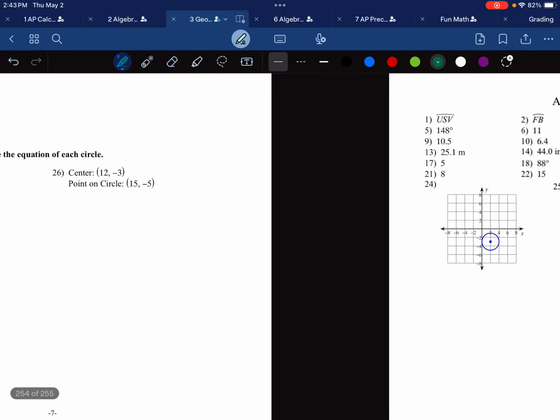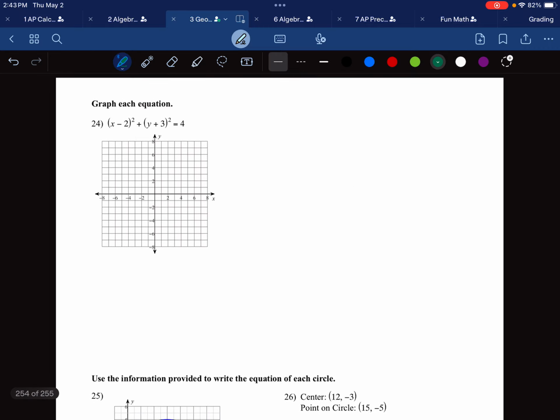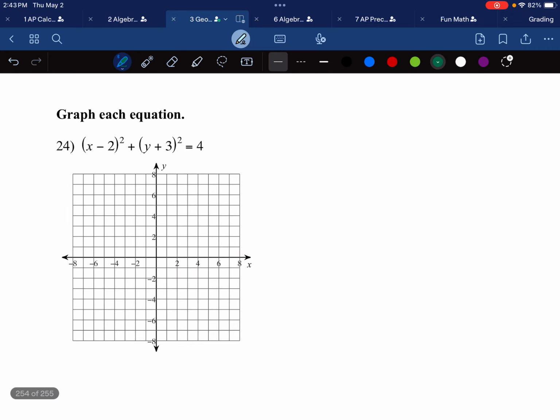Ooh, we're getting close. Is this the last page? Yep, and then we get the answers. So this is the last page. We're almost done. Here we go.